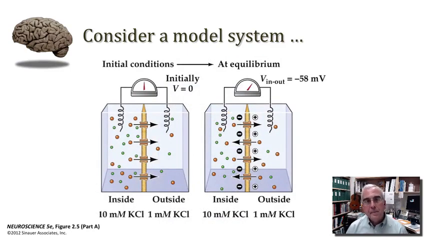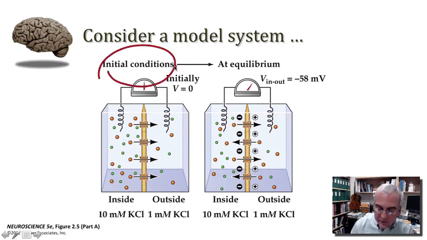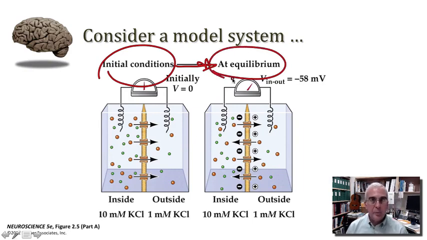Now imagine what would happen if we replaced the solution on one side of this chamber, let's say on the left side, with a 10 millimolar potassium chloride solution, such that on the left side we have 10 times the concentration of potassium as on the right. If we were to do this kind of experiment, what we would find is that very quickly we would go from the initial condition to some kind of equilibrium. And that equilibrium will be established as potassium ions diffuse down their concentration gradient from the left side of the chamber to the right.